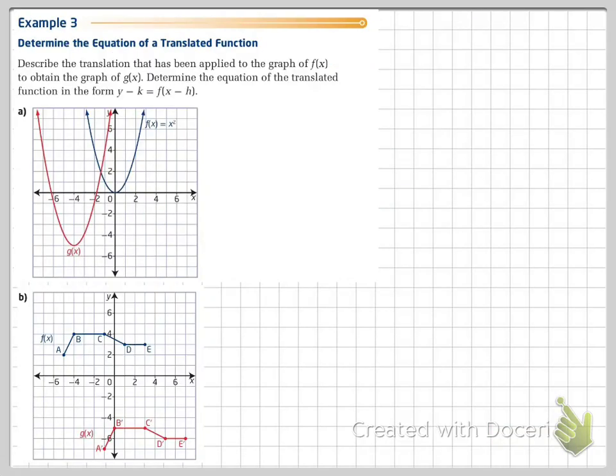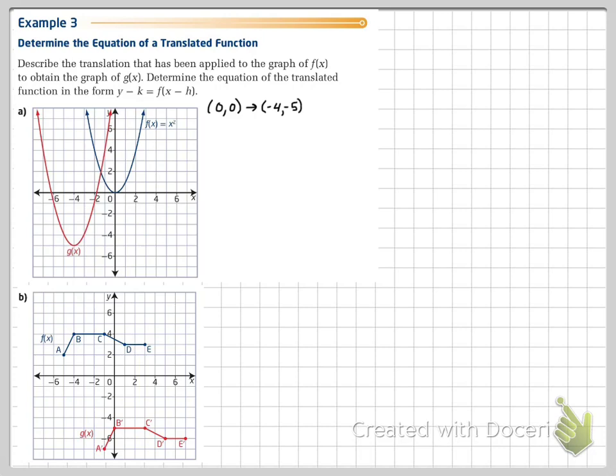In example 3, determine the equation of a translated function. So we're going to start today with y is equal to x squared. That's the blue graph. Then we're going to figure out how it's transformed to become the red graph. After we've done that, we're supposed to determine the equation of the translated function in the form of y minus k is equal to f of x minus h, f of x being the original function.